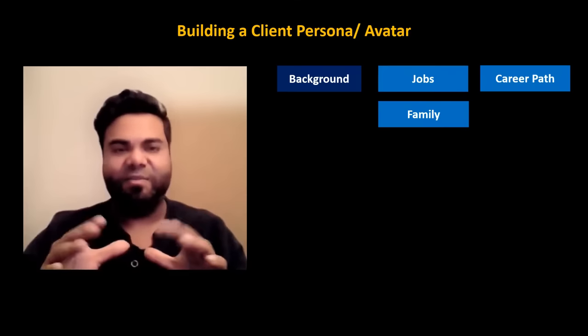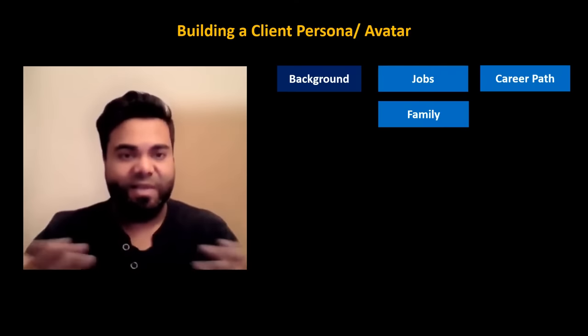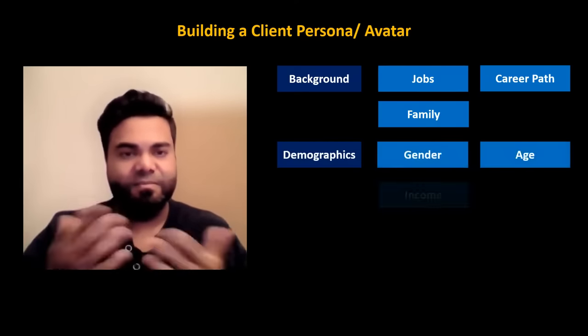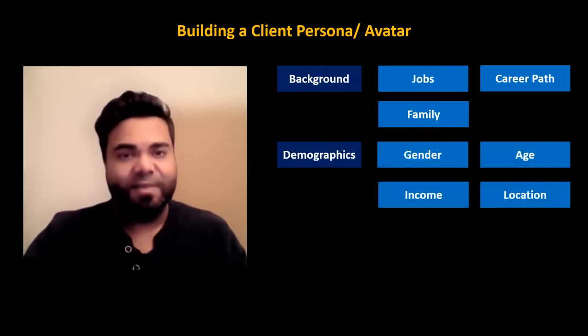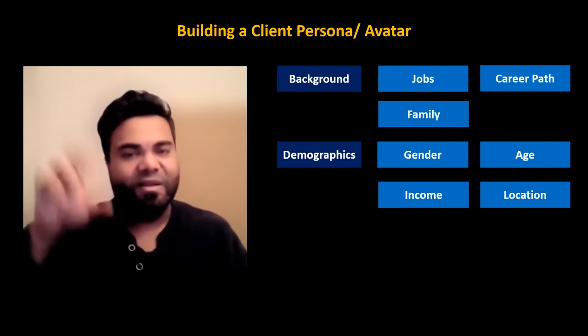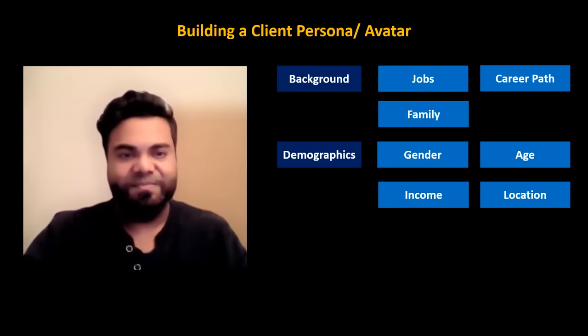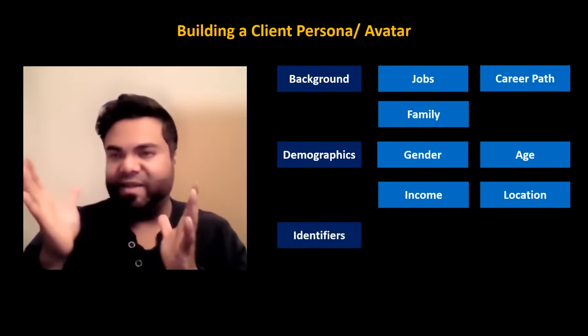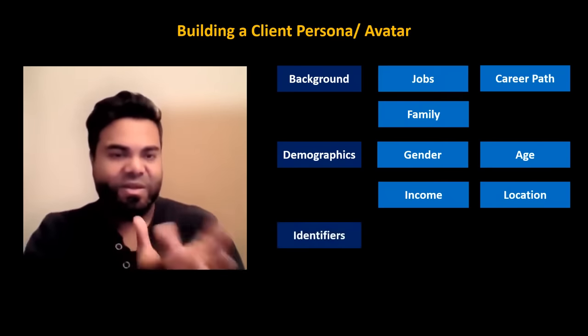But to add to that demographic segmentation, we'll also have the demographic aspect too. So for example, gender, age, income, and then a bit of geographic location, followed by something like identifiers. So how do we identify this group of people compared to another group of people?